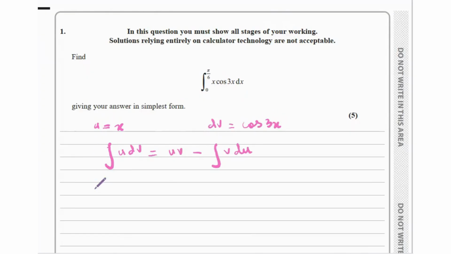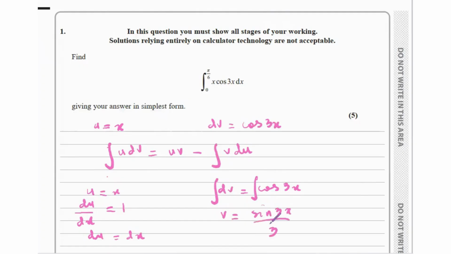So we differentiate u with respect to x. u equals x, so du over dx is going to equal 1, which means du equals dx. For dv, which is equal to cos 3x, we're going to integrate both sides. That's going to be v equals sine 3x divided by 3. That's the integral of cos 3x.